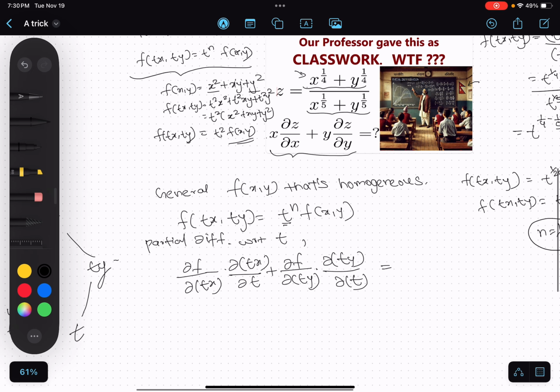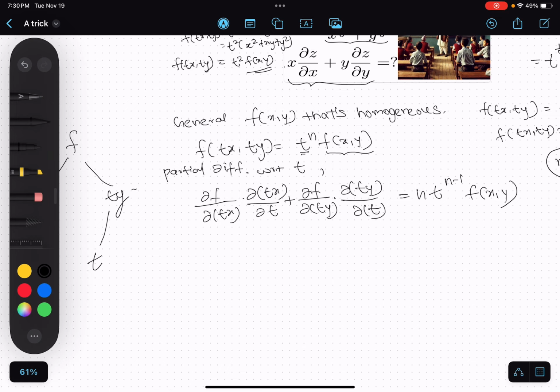Now for this side, since this has no t, it is the same as a constant. So if we differentiate the other side, it should be n t to the power n minus 1 times f of xy, right? Now if you try to evaluate this, the partial differentiation of tx with respect to t is the same as normal differentiation, so that will just be x, right? And partial f by partial tx plus this will just be y, right?